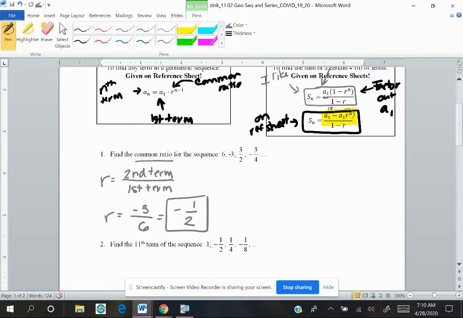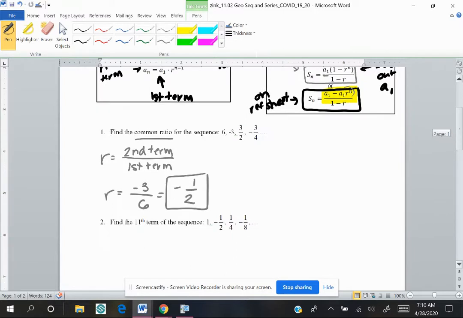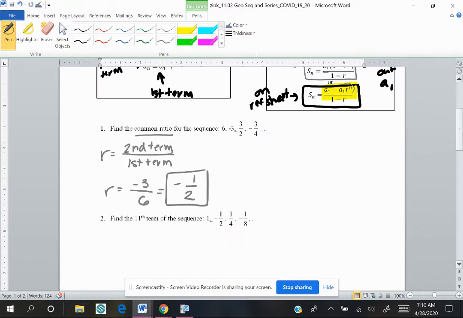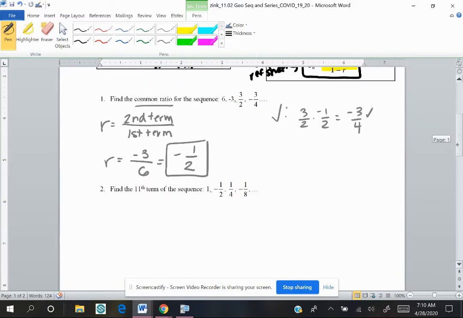Okay, so that should work no matter what terms you take too. So it doesn't always have to be the first and the second term. That's just easiest for what we're starting out with. And then double check it. So check that 3/2 times negative 1/2. That's going to give me negative 3/4, and that checks. Okay, so that's finding the common ratio.